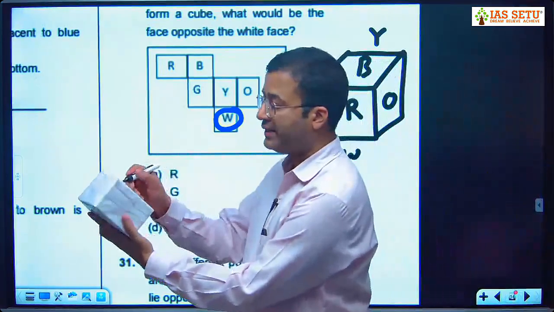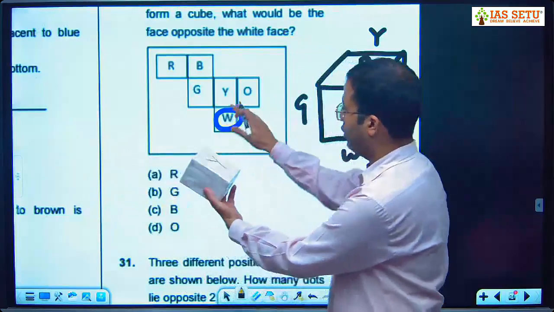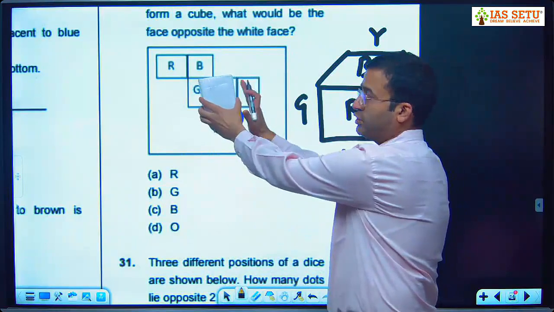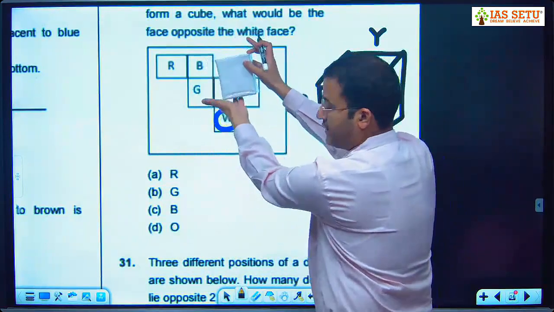See here, I take this as yellow. ठीक है, ये yellow back में. अब ये yellow के साथ orange. Orange on the right side. White at the bottom.